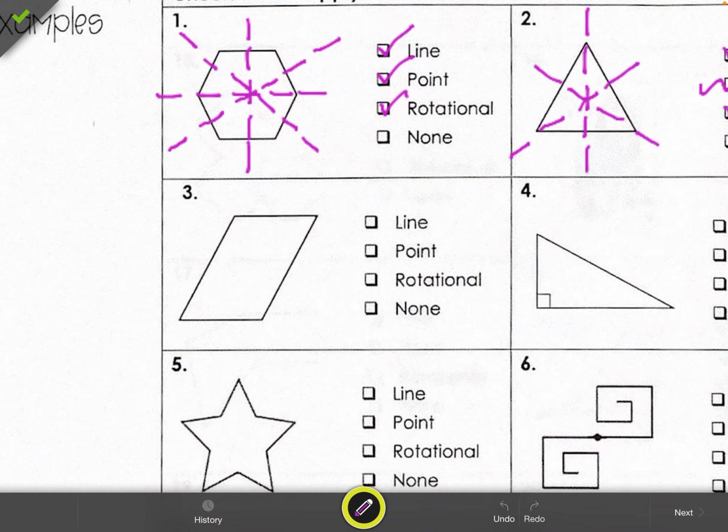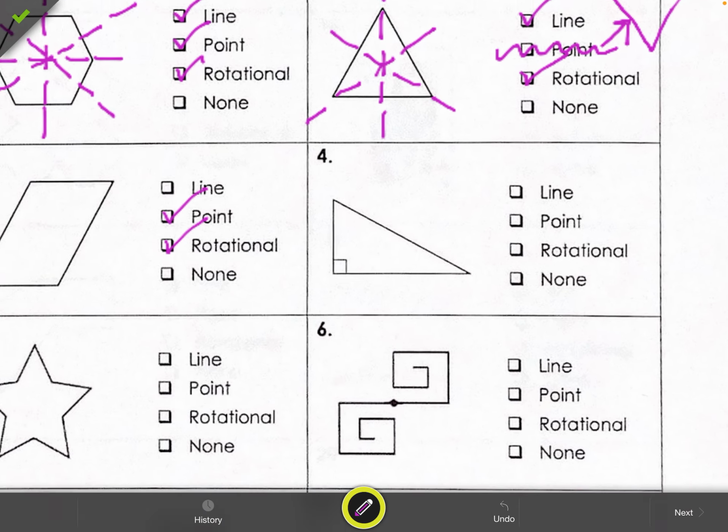So this parallelogram has point symmetry, and we already said if it has point, it defaults to rotational. Because rotational doesn't say specifically 180 degrees. It just says less than 360. All right, so let's look at number 4.